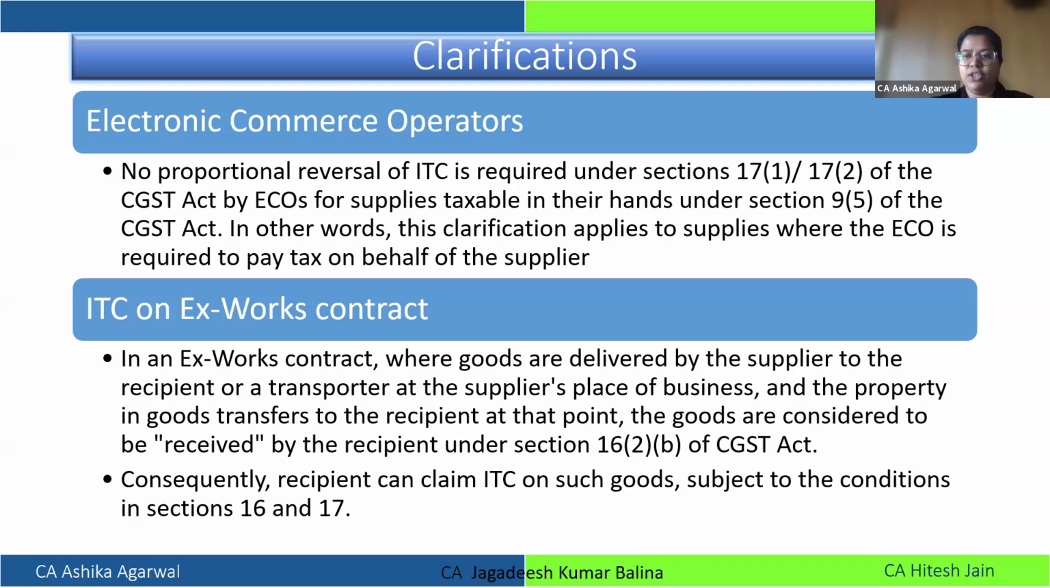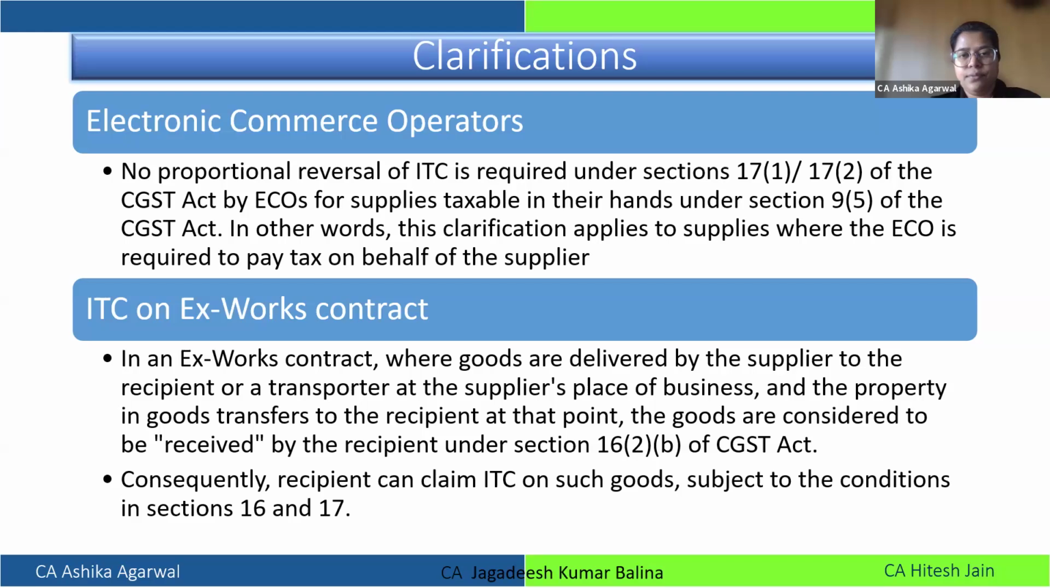Now, the second clarification relates to ex-works contracts. In the case of ex-works contracts, what was happening? Sometimes it's not the case that goods are actually physically received by the recipient. It can be a case that the recipient may want that goods delivered to another person. Or it may be a case that it has been handed over to a transporter, from where the transporter is going to take care of it and give it to the recipient.